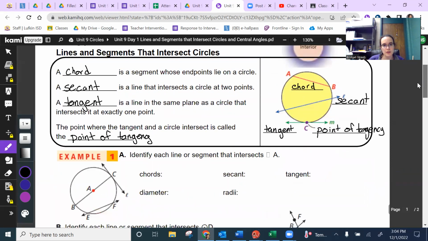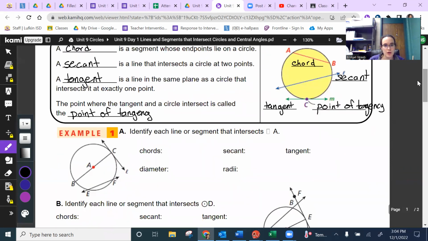So our first couple sets of examples are using those definitions. We want to identify each line or segment that intersects circle A. First off, we're looking for chords. A chord is any segment that has endpoints on the circle. So the first one we've got is segment BC. We do have another one. Even if it doesn't look like it, because E and F are on the ends of the circle, there is a segment there.